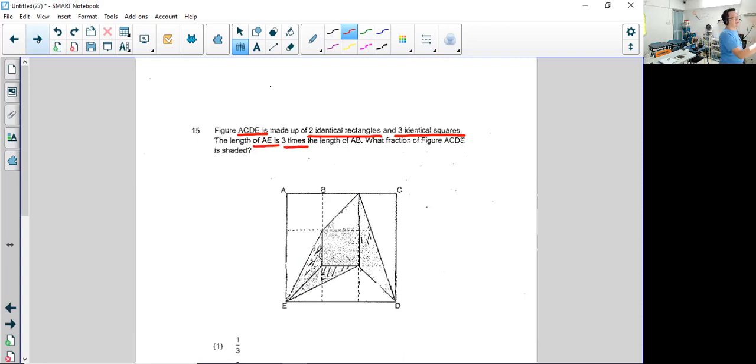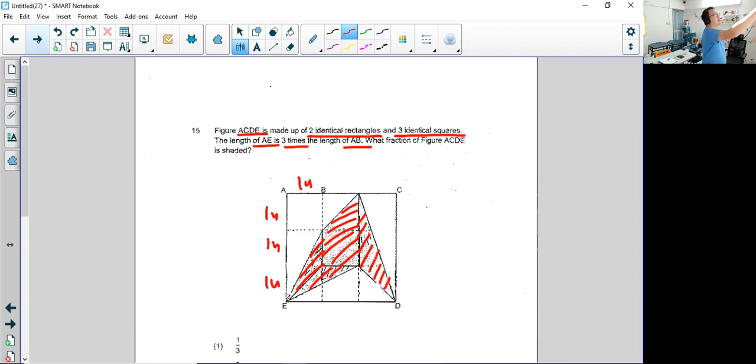Now the length of AE is 3 times the length of AB. So where's AE? AE is 3 times, so that will be 3 units, and AB will be 1 unit. So what fraction of ACDE, which is the whole figure, is shaded? I think the shaded part is all this part that is shaded.